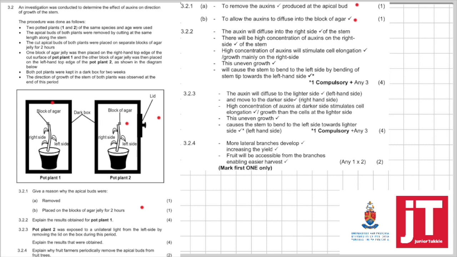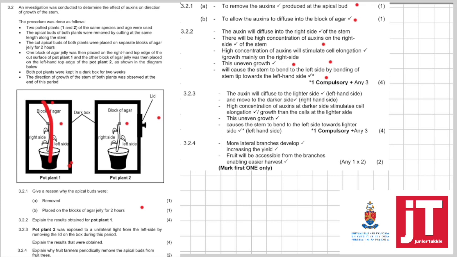3.2.2. Explain the results for pot plant 1. So what will happen in pot plant 1? Can you see? The auxin will diffuse into the right side of the stem. Okay. And there will be a higher concentration of auxin on the right-hand side. This high concentration of auxin will stimulate cell elongation on the right side. This will cause uneven growth and will cause the stem to bend to the left, right? As you can see, it will eventually start to happen.